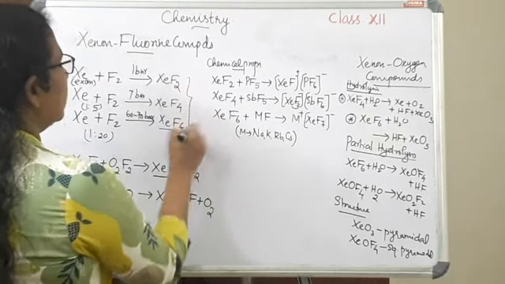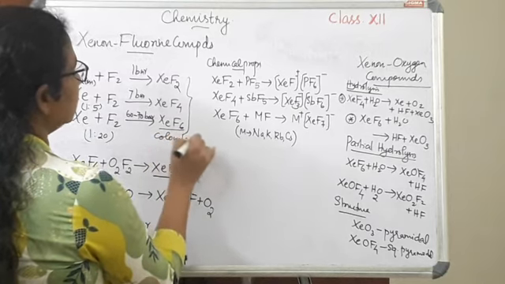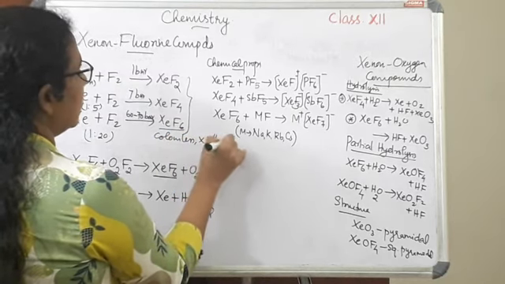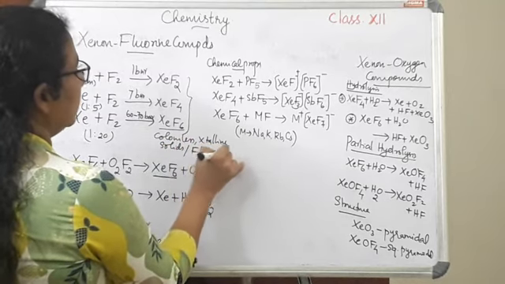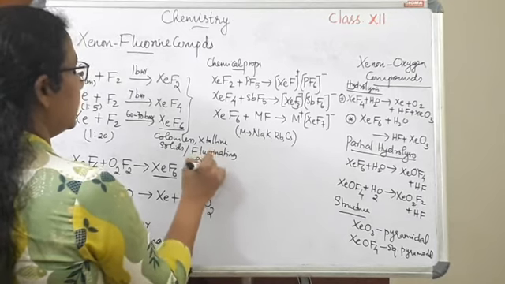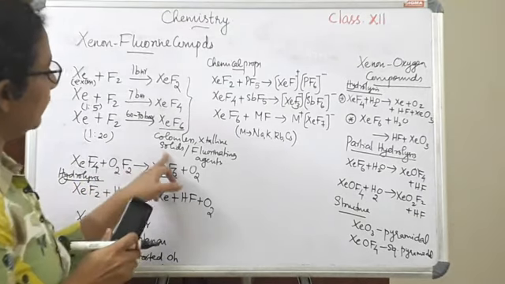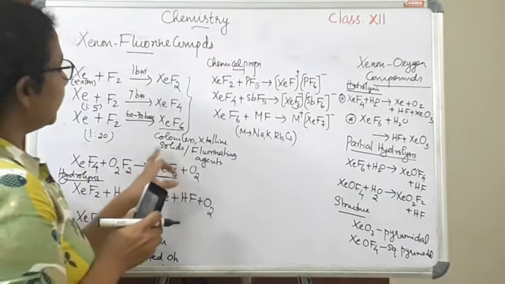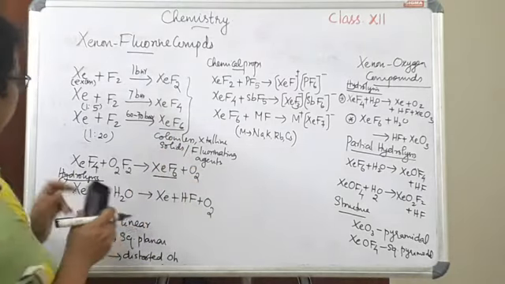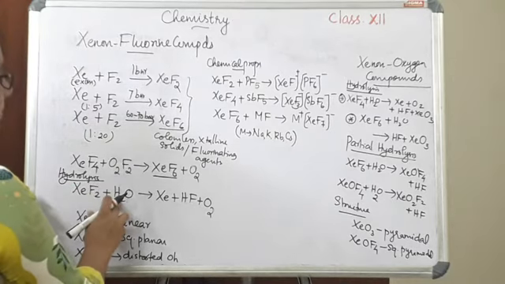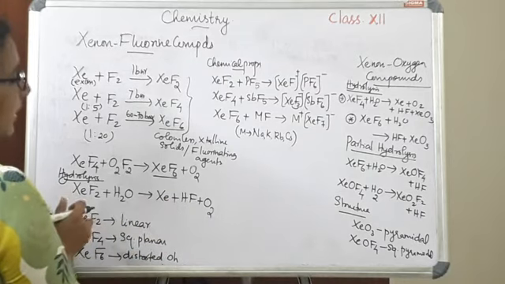These xenon fluorine compounds are colorless crystalline solids, and they are fluorinating agents. So these are colorless crystalline solids and fluorinating agents, and these compounds are hydrolyzed very easily. For example, XeF2 on hydrolysis gives Xe plus HF plus O2. So this is about the hydrolysis.